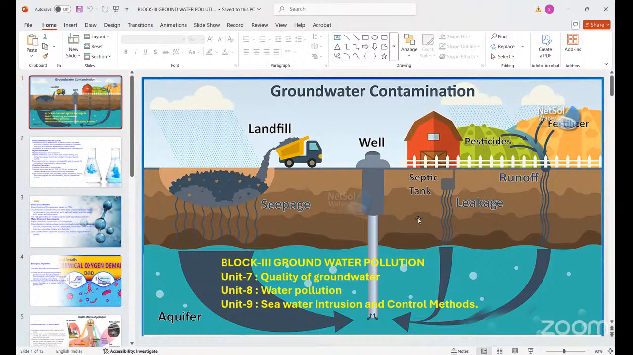Try to read or write down the keywords which are more important in the theory exam. If you are able to remember the keywords, you can write the theory part of your elective hydrogeology subject easily.